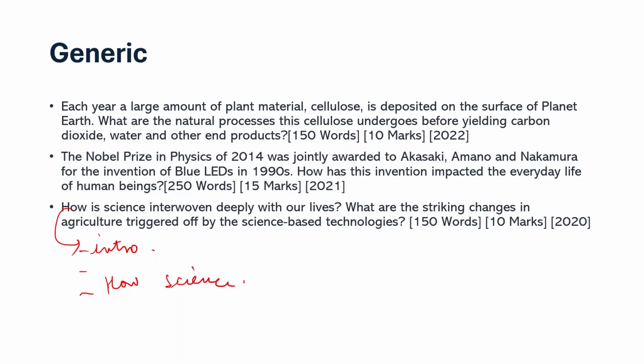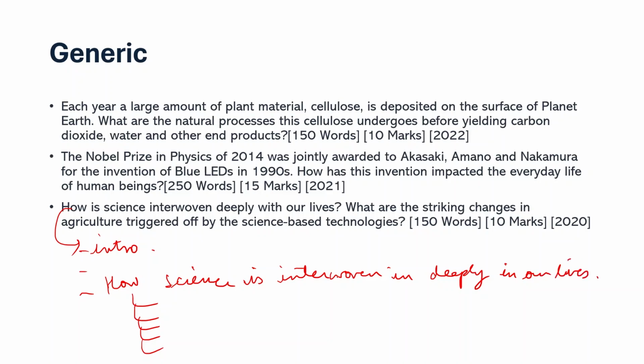how science is interwoven deeply in our lives, in everyday life, how we are using this. So in this question also, although it appears very simple, the difficult part is that there is so much to write on how science is interwoven. There are so many areas. So what you can do is, in this there should be substructures, right? There should be subheadings on how science is interwoven deeply in our lives, right?